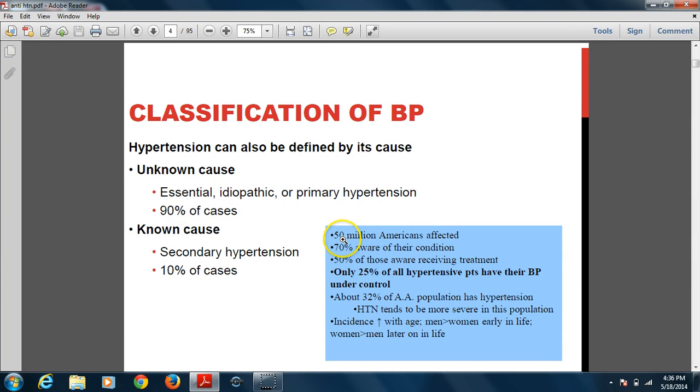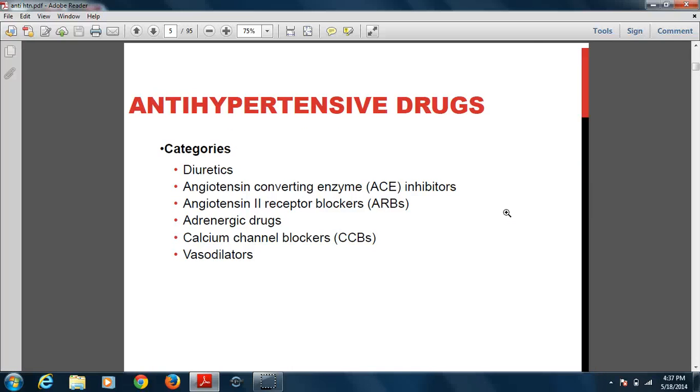And what's really frightening is that although 70% of people are aware of their condition, only 50% of those that are aware are receiving any kind of treatment for it. So people are tending to go around with either undiagnosed hypertension or hypertension that isn't being adequately treated. And we know that the troubling thing about that is it results in heart attacks and stroke, which can be life-ending or definitely life-changing and debilitating.